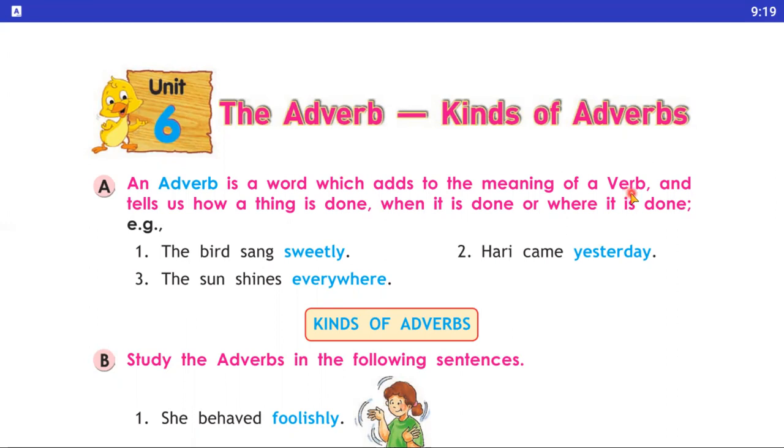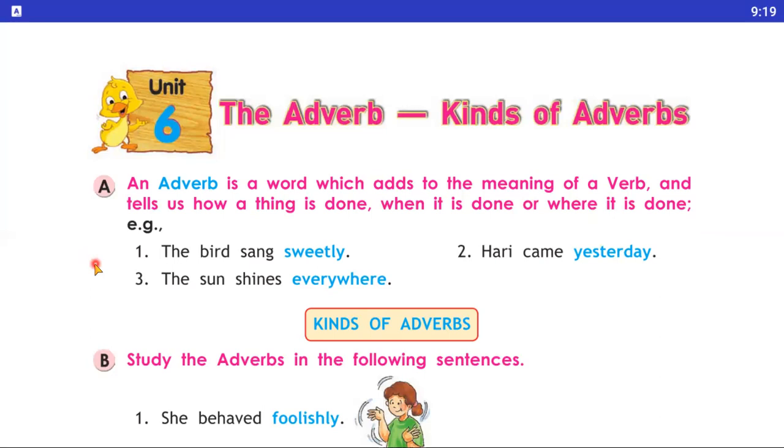So it adds to the meaning of a verb and tells us how a thing is done, when it is done or where it is done. तो ये हमको बताते हैं कि जो क्रिया, जो वर्ब है उसमें कुछ मीनिंग ऐड करते हैं, उसको डिस्क्राइब करते हैं और हमें बताता है कि कोई चीज कैसे की जाती है, कब की जाती है और कहाँ की जाती है. So let's see examples given here.